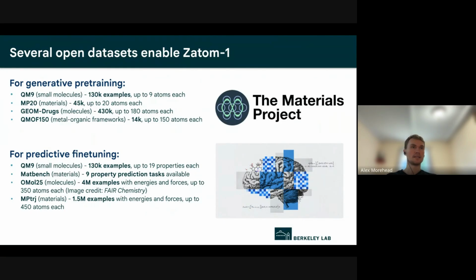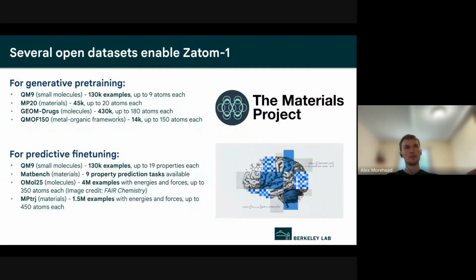One thing to note is that OMAL25 and MP trajectory are in general data sets that are much larger than any of the other data sets, and they also contain much larger examples in them, much larger molecules and much larger materials. So there is definitely a distribution shift between QM9 and OMAL25, for example. In fact, OMAL25 typically contains a lot more examples than QM9 does. So basically, we're going from smallest data sets to largest data sets here.